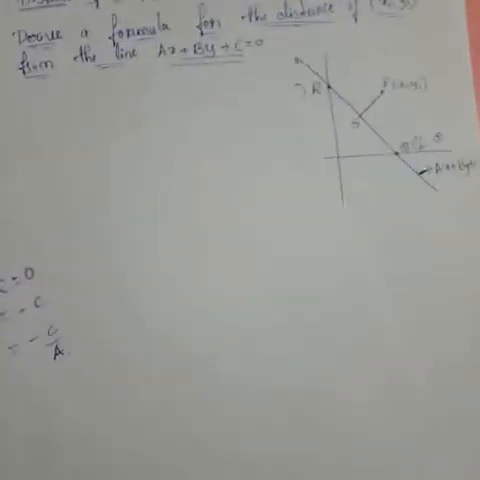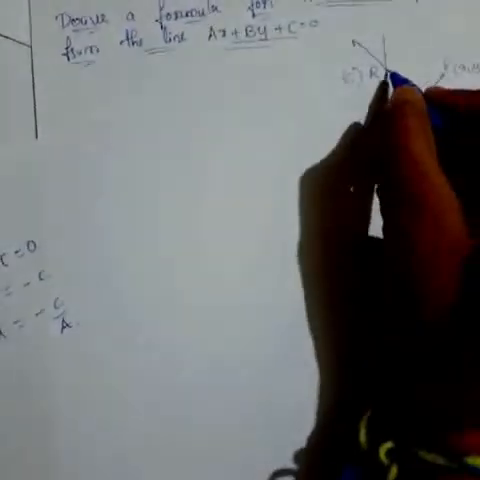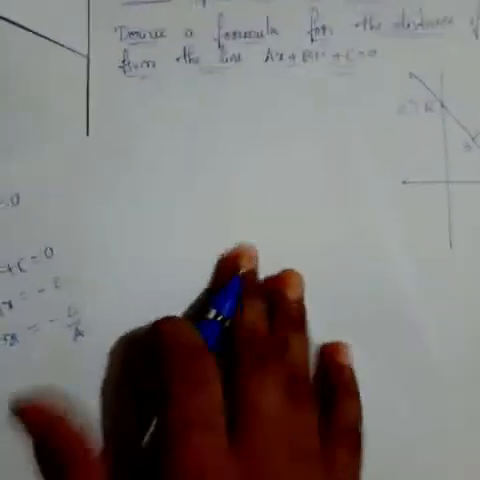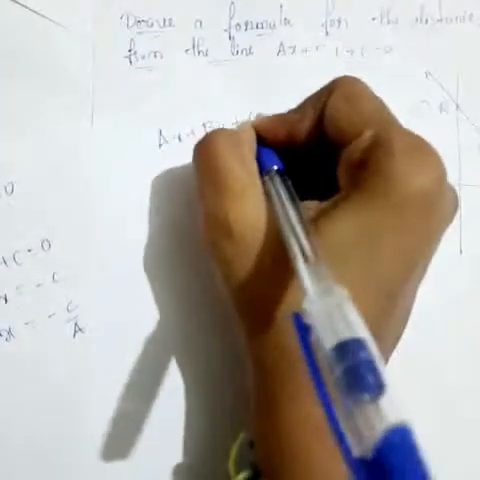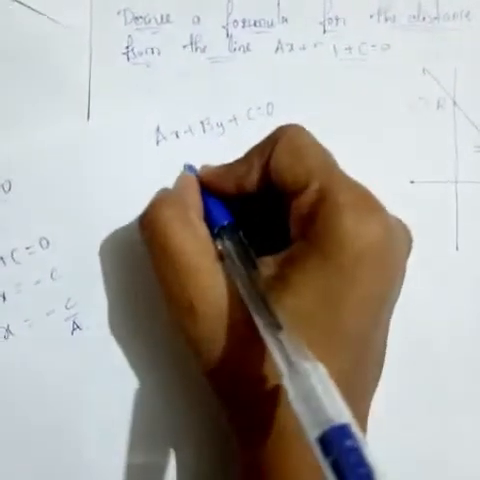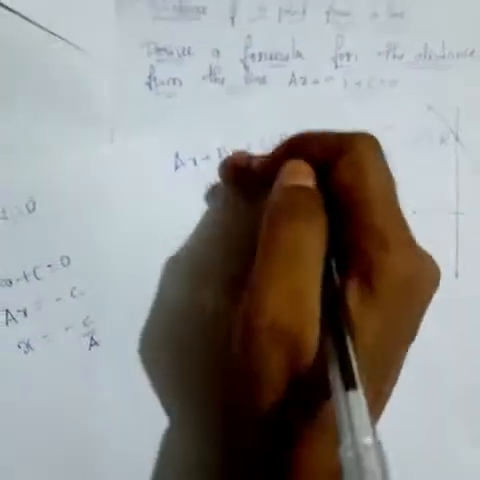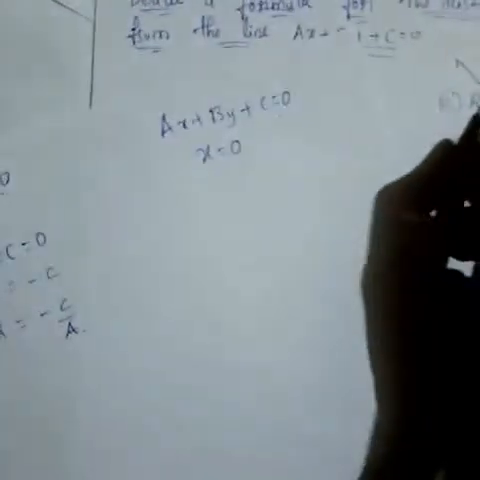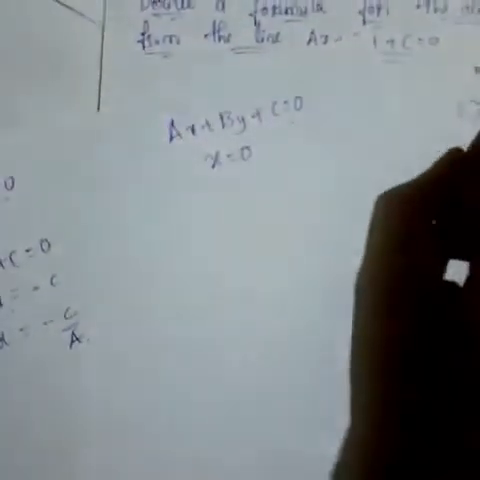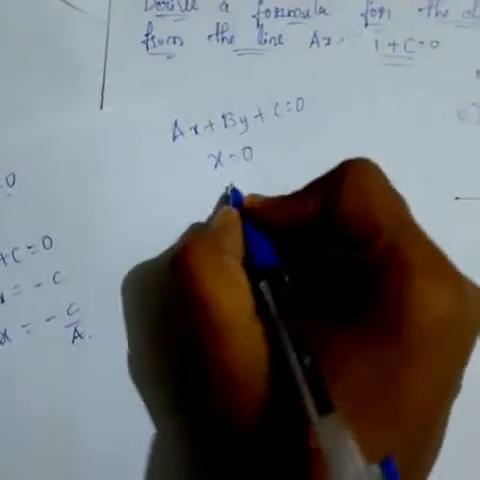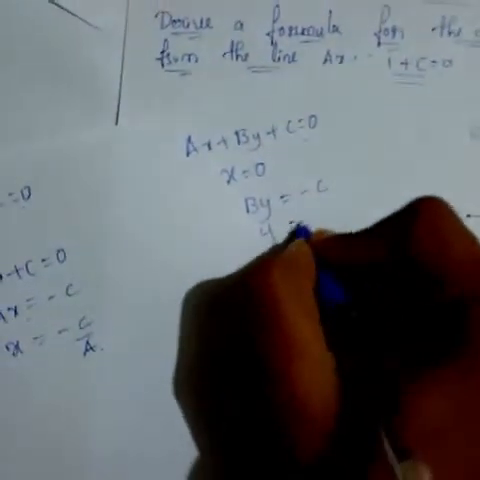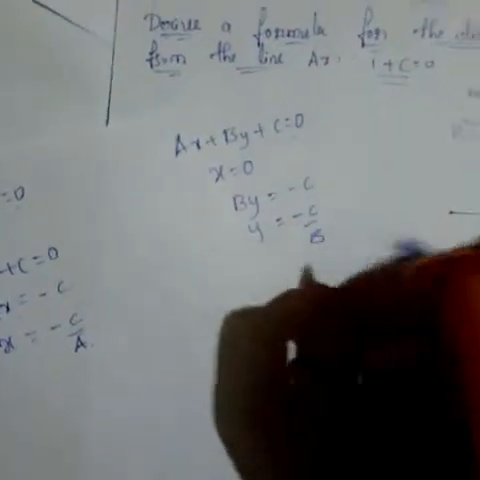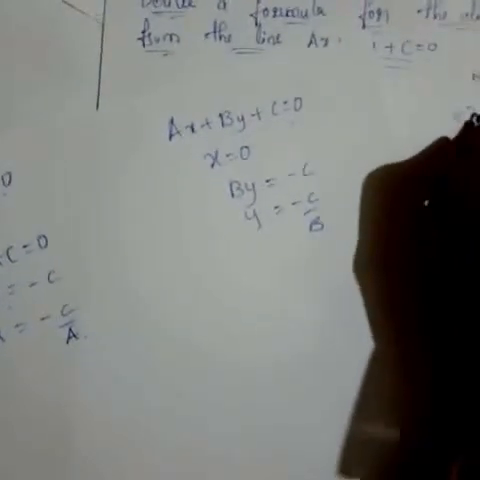Similarly, we have to find the coordinate of this point. In ax plus by plus c is equal to 0, we have to put x is equal to 0 in this equation. You will get this coordinate point. See here, x is equal to 0 means you will get by is equal to minus c, so y is equal to minus c by b. Then its coordinate is minus c by b.